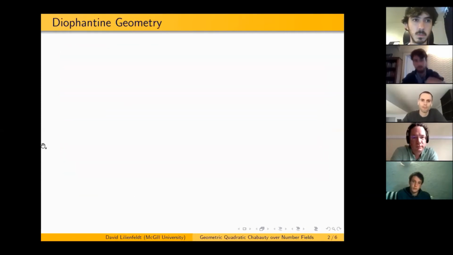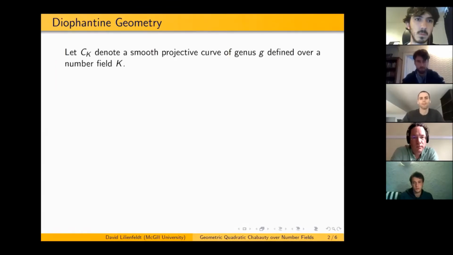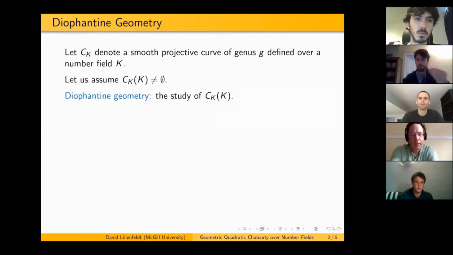So a little bit more about Diophantine geometry. I already mentioned this interplay between Diophantine equations and asking questions about points on curves. Here I'll take this point of view of algebraic geometry. Let C/K denote a smooth projective curve of genus g defined over a number field K. What Diophantine geometry means for us here is really the study of the set of rational points on this curve.